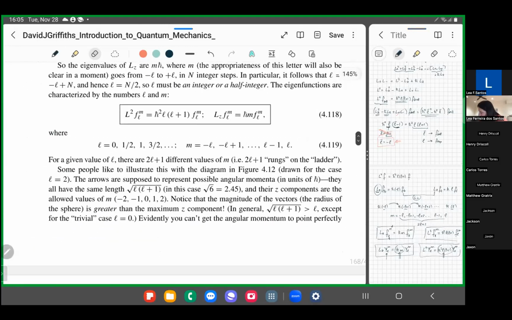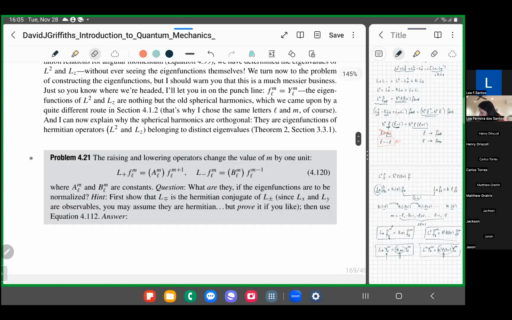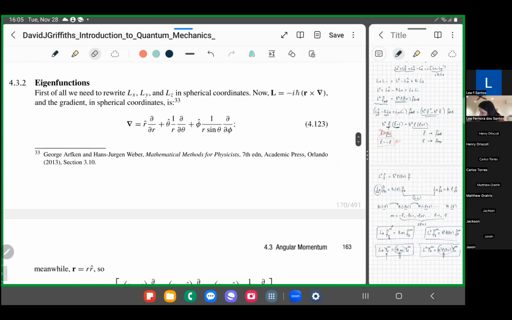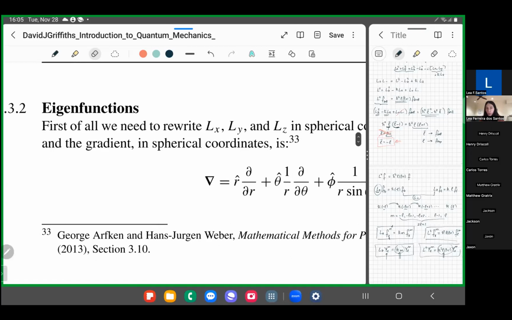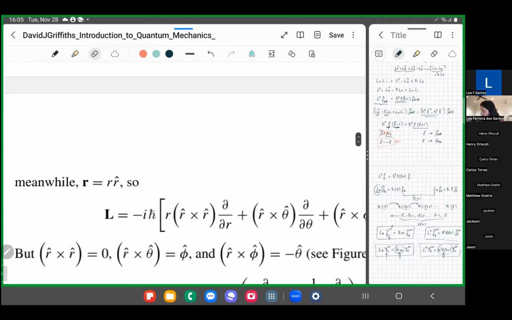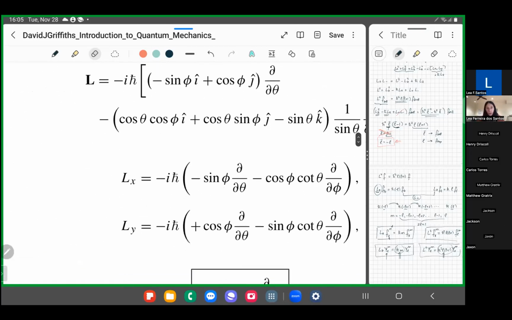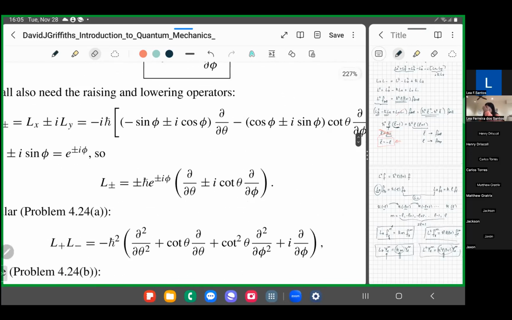But what I want to show to you is, if we now write the LX, the LY, the LZ, the L square, all that using spherical coordinates, how would they look like? So this is what this section of the book is about. I'm just going to show to you what they look like. You can go through this if you want.